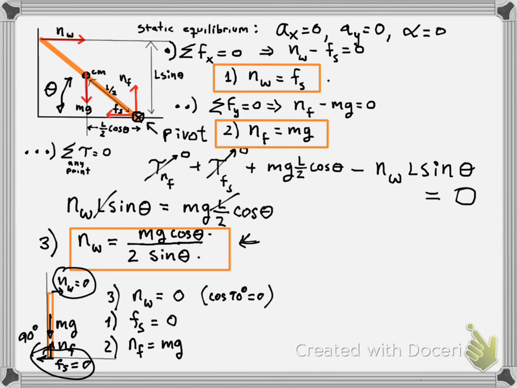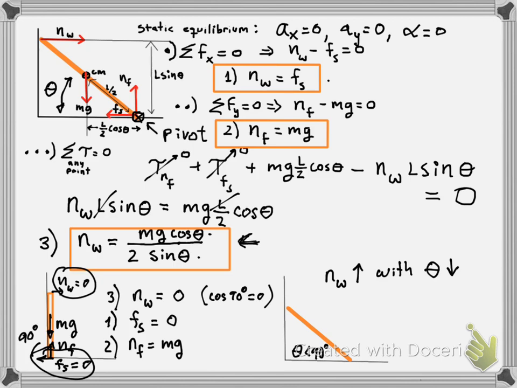Now let's take a look at what happens when the angle is not 90 degrees. Let's suppose that we start leaning the plank. We grab the plank and we lean it against the wall, not at 90 degrees, but start at 89 degrees, 88, 87, etc. We start decreasing the angle, and we want to see what the equations tell us about, for example, the normal with the wall.